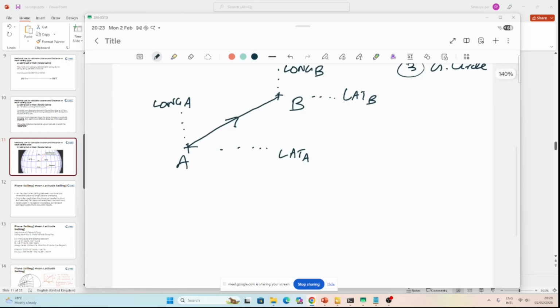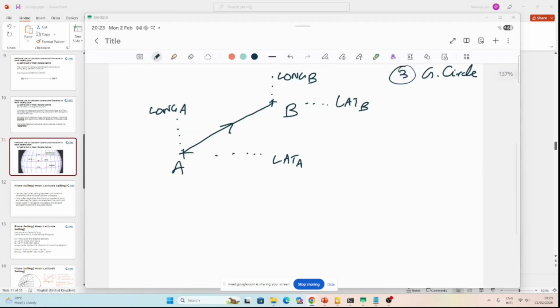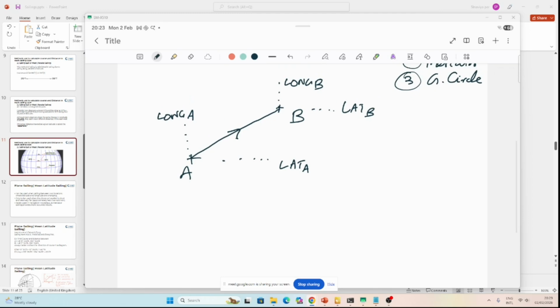So plain sailing is basically when you travel from position A to position B, where your latitude and longitude are both changing. But we say that you can use plain sailing for 600 miles only. If your distance is less than 600 miles, then you can use plain sailing. But if your distance is more than 600 miles, you should not use plain sailing. Because it is called plain sailing, within 600 nautical miles we consider the earth as flat.